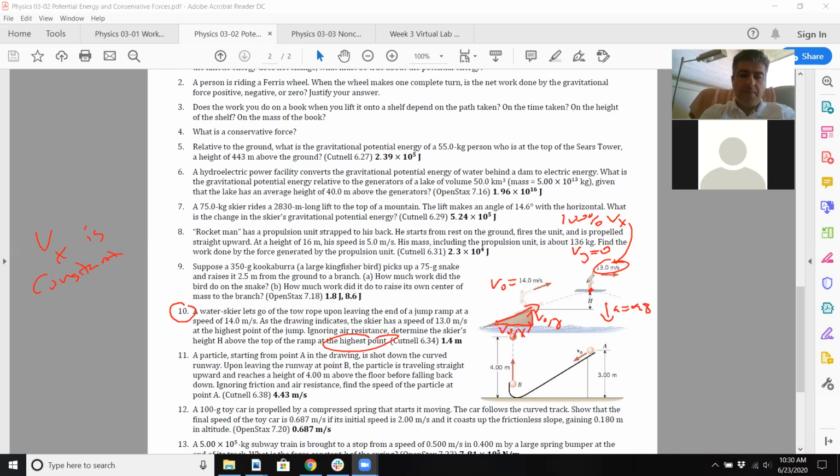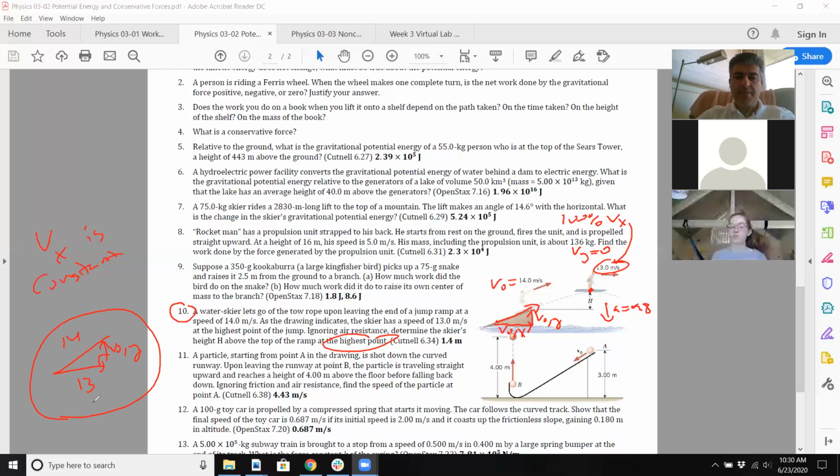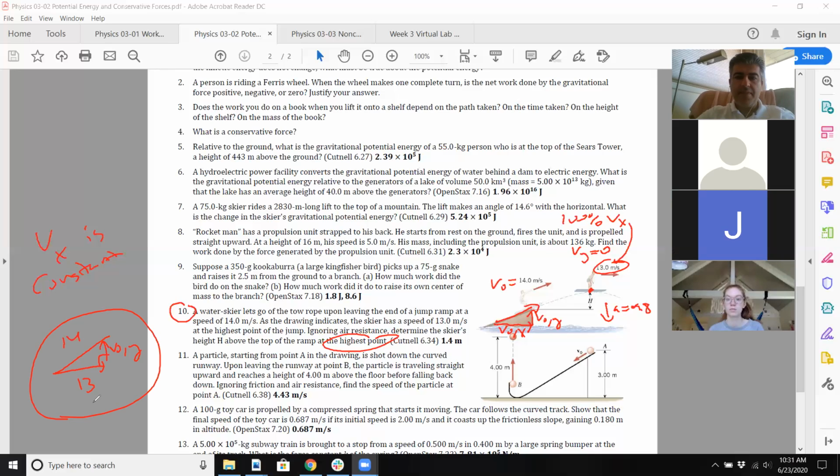So what we know now is that if this is 14 and this is 13, we can actually get the initial velocity in the y direction. So I'll call on someone else. So Jonathan, looking at this right triangle here, how do I get the initial velocity in the y direction? What famous theorem do we know that involves right triangles? So how am I going to find v0y if it's the length of that leg on the right triangle?